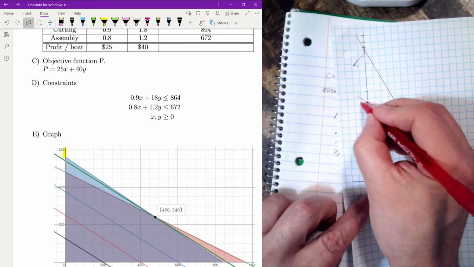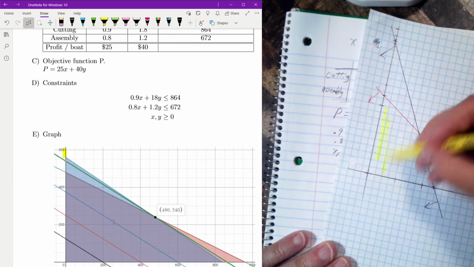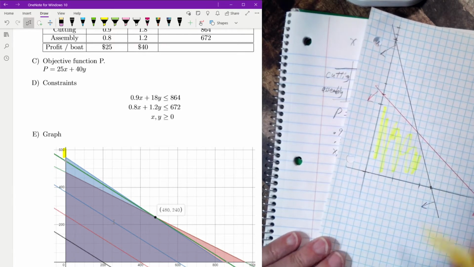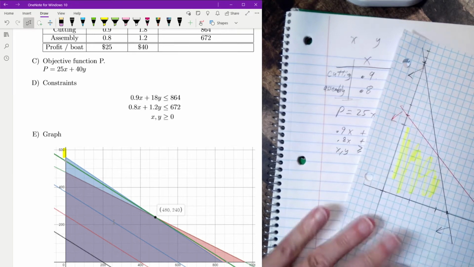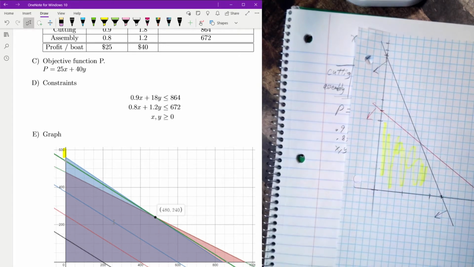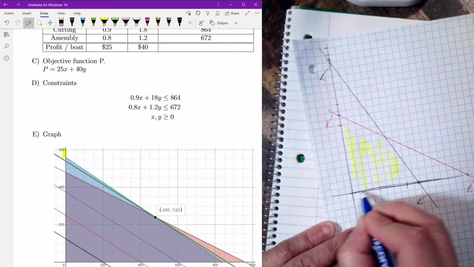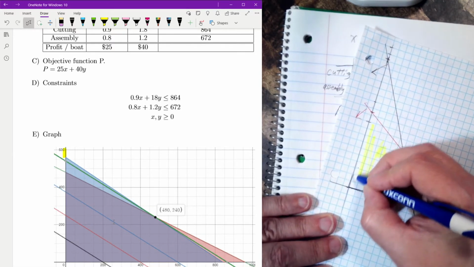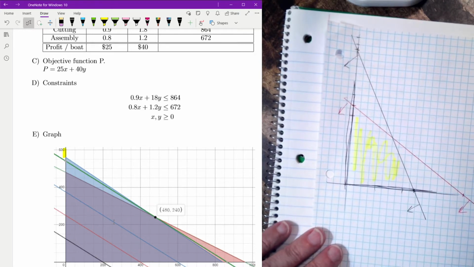So this is our region. So our region is this area. And it has to be above X and Y. So we actually have a bounded region.